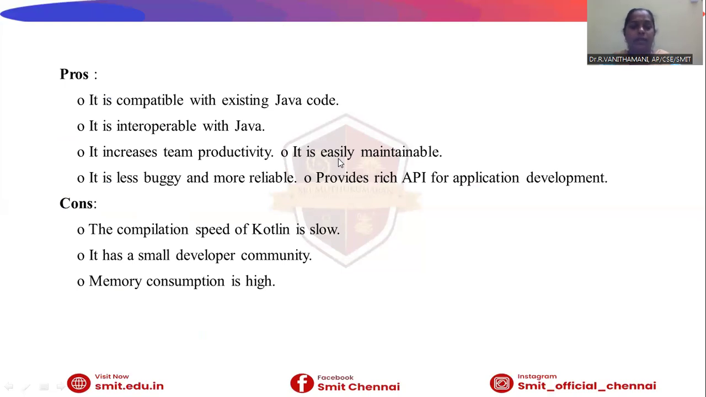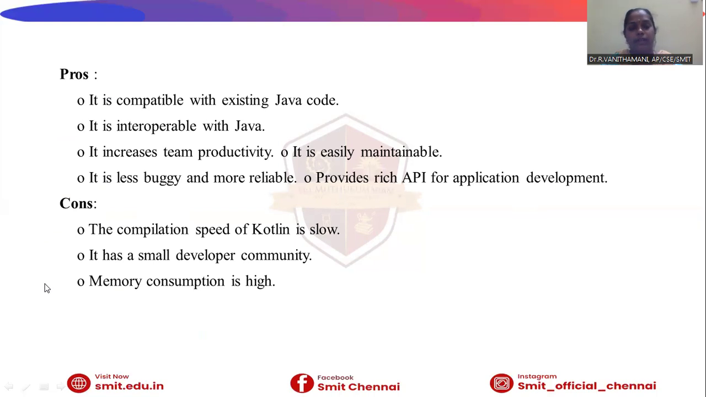Then you can write the printing statement here. Now we can see the pros and cons of Kotlin. It is compatible with existing Java code and interoperable with Java. It increases team productivity, is easily maintainable, less buggy and more reliable. It provides a rich API for the app development side.